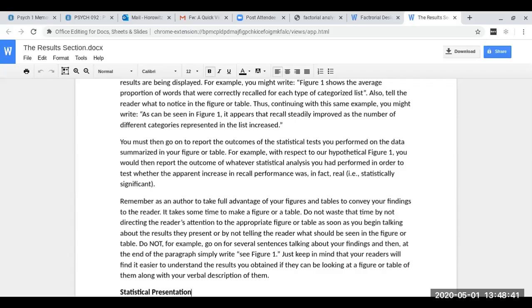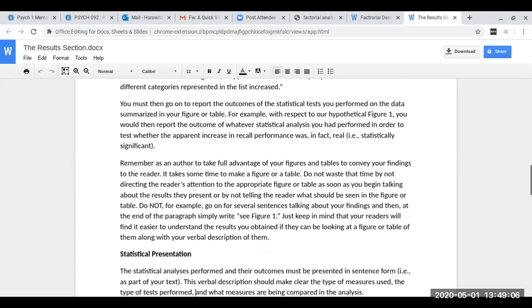We're actually going to use this homework assignment from this results section as a template for your graph. So keep in mind that the readers will find it easier to understand the results you obtained if they can be looking at a figure or table of them along with your verbal description of them. It just makes things easier. So how do we present the statistics?